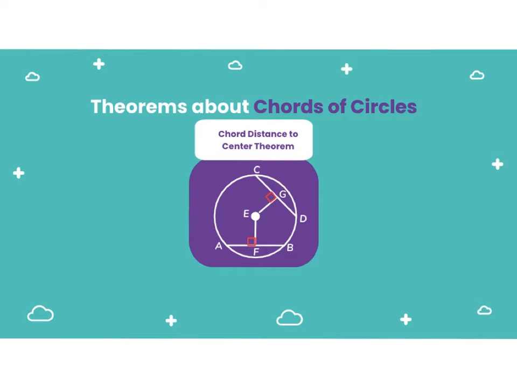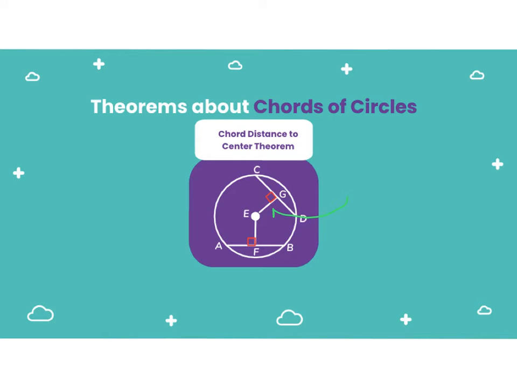Theorems about chords of circles. Chord distance to center theorem. In the same circle or in congruent circles, two chords are congruent if and only if they are equidistant from the center. And equidistant, remember, means equal distance.